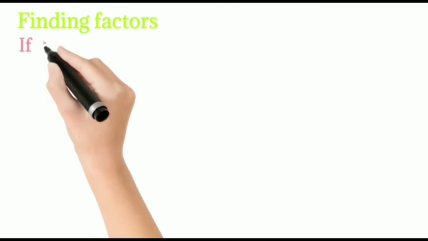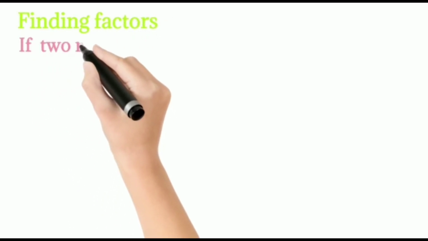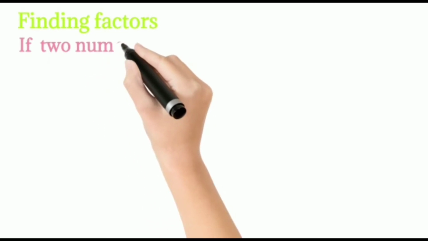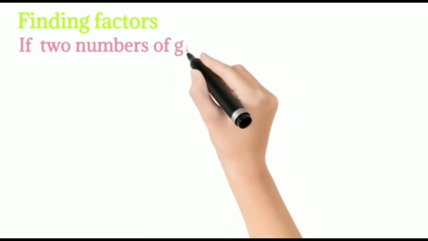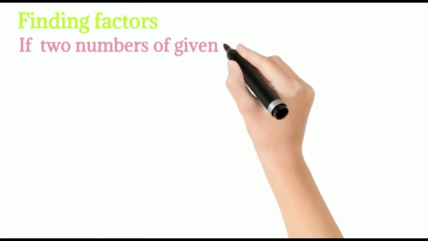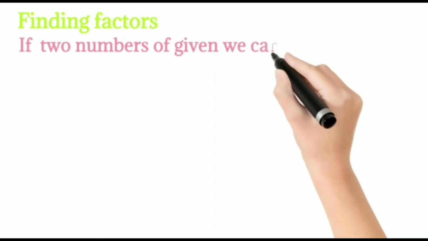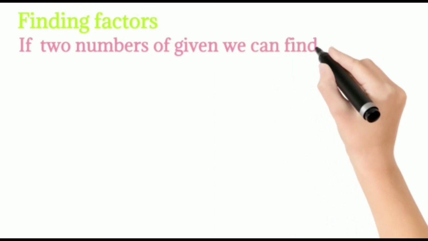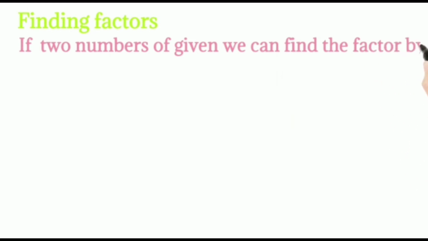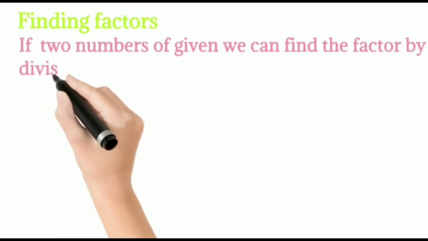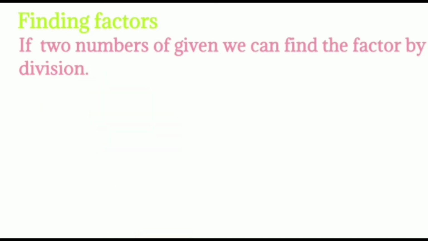Finding factors. How can we find the factors? If two numbers are given, how can we find the factors? We can divide and find the factor. First, you know that dividend is equal to divisor into quotient plus remainder.